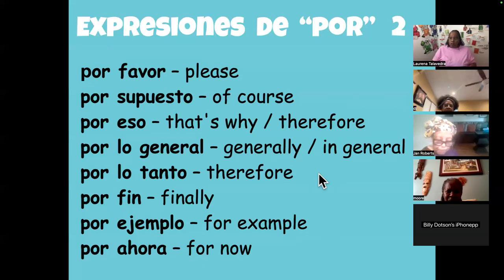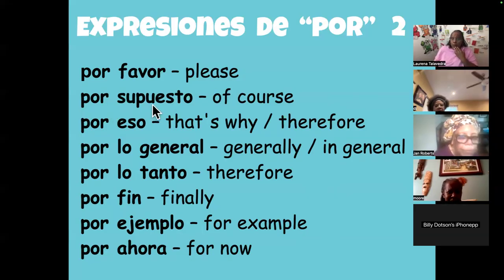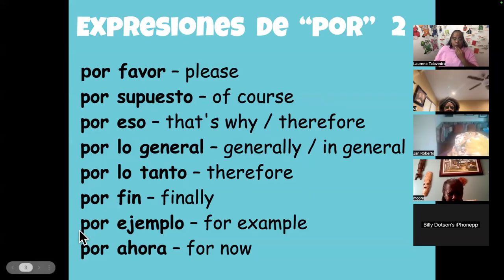Expresiones de por, parte 2. So you can use por with favor to mean please. Por favor, please. Por with supuesto to mean of course. Por with eso to mean that's why, therefore, or for that reason. Por lo general significa generally or in general. Por lo tanto significa therefore. Por fin significa finally. Por ejemplo significa for example. Por ahora significa for now.